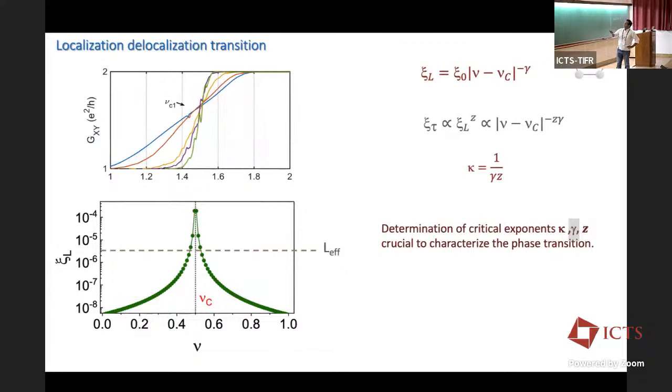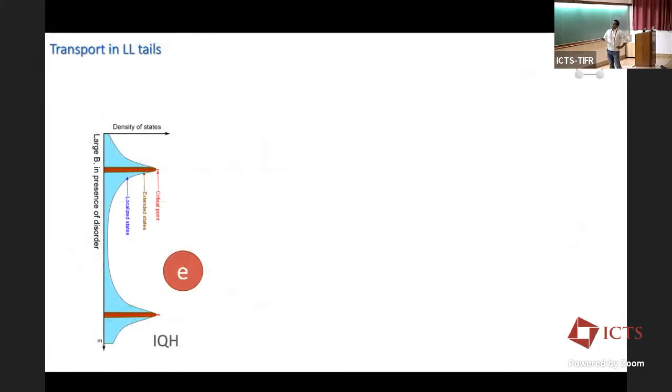I now want to determine gamma. And then I can, of course, get the dynamical exponent z from this equation. How do I get gamma? I go back to this plot, and I try to see what the charge carriers are doing in this localized regime. I know that in the integer quantum Hall regime, transport takes place by variable range hopping of electrons. That is very well established.